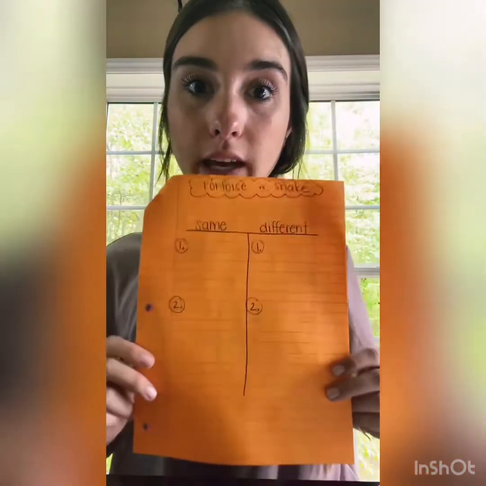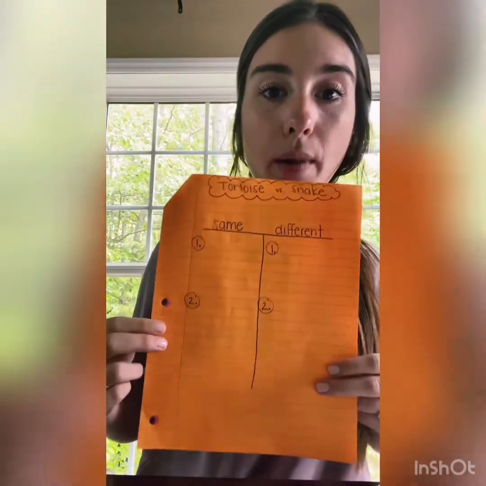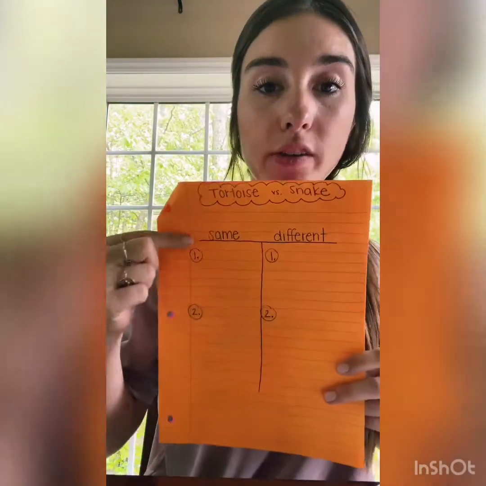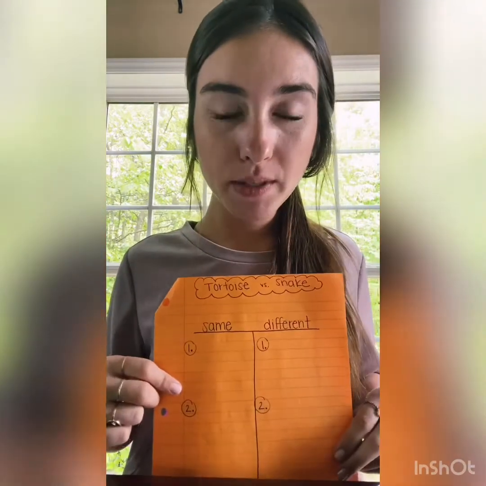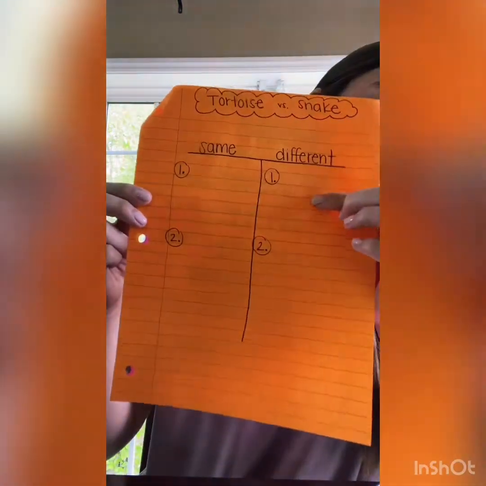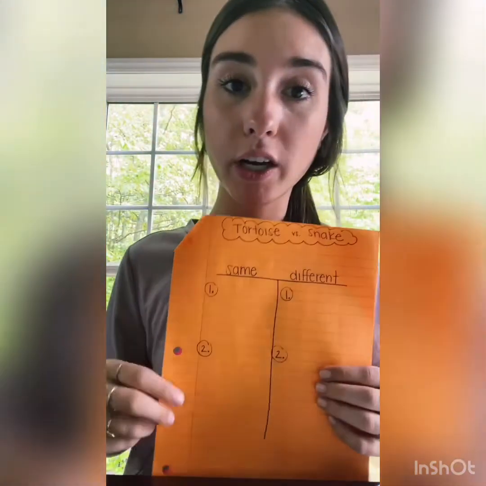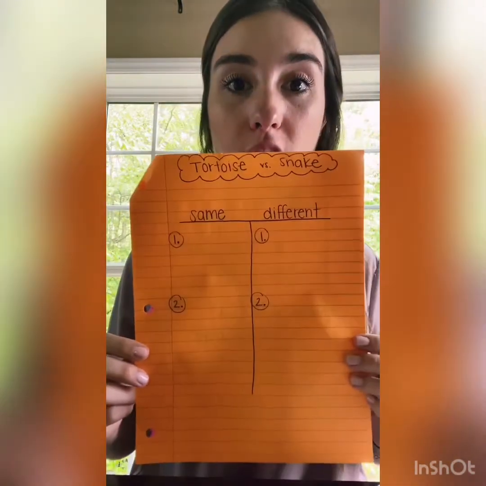So as you look at these pictures, I want you to come up with two things that are the same between these two reptiles and two things that are different between these reptiles. And you're going to keep track of it on a T-chart. So I'm going to pull up our pictures. We're going to look at our tortoise and our snake. And if you want to pause the screen so you can get a closer look, feel free. We're going to start with the tortoise.